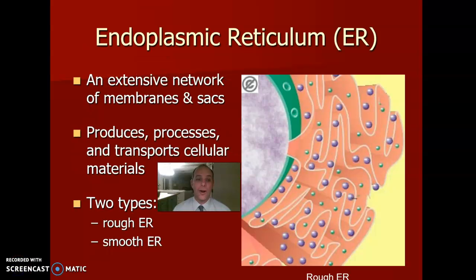That brings us to the ER. The endoplasmic reticulum is abbreviated with ER. It's an extensive network of membranes and sacs. And if you look over here, it's got all these little membranes that go through it, studded on here with ribosomes. So this one would be the rough ER that we're looking at. It produces, processes, and transports cellular materials. It's kind of like a highway. And if you watched that video, the guy referenced it that way. There are two types, the rough and the smooth ER.